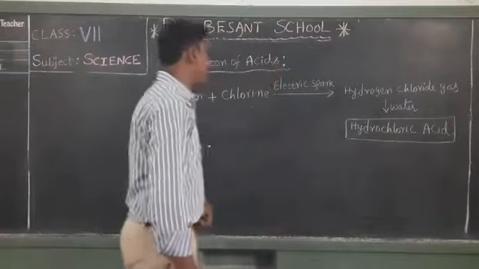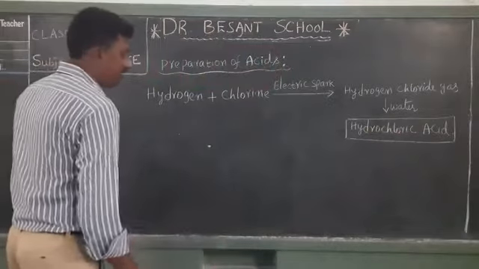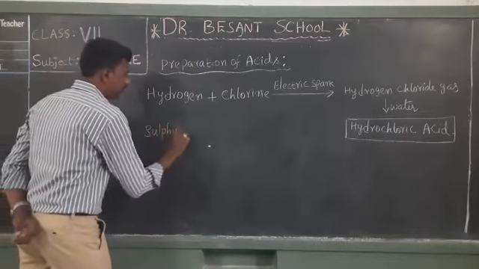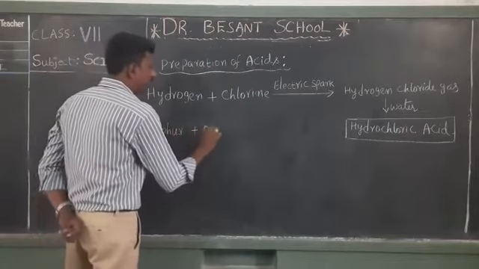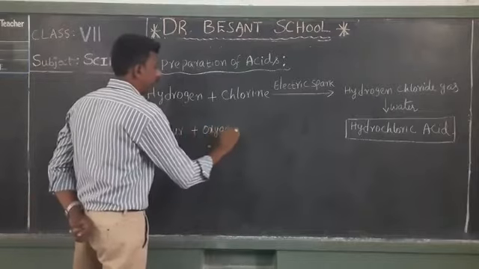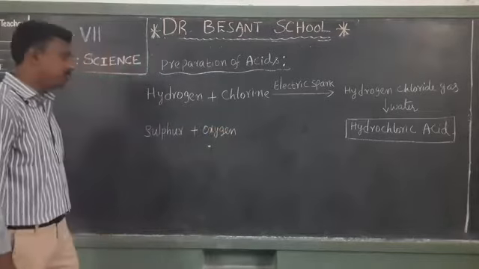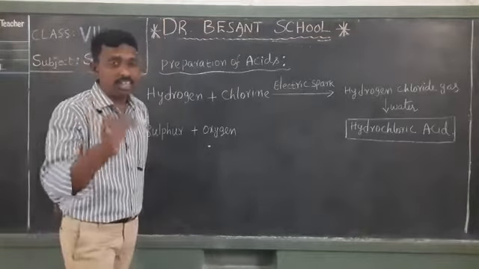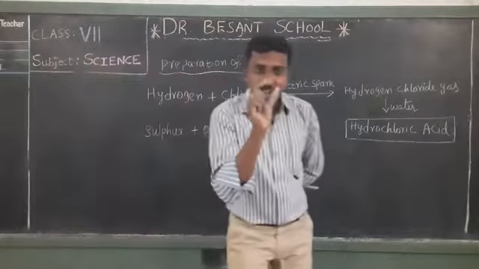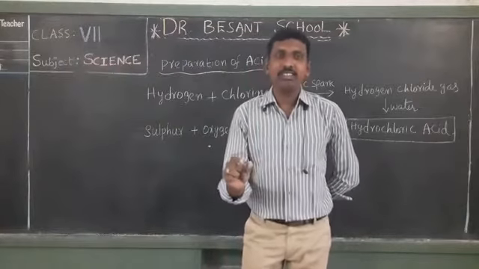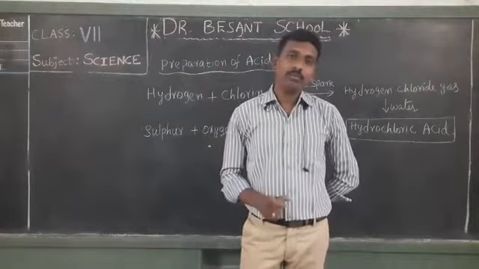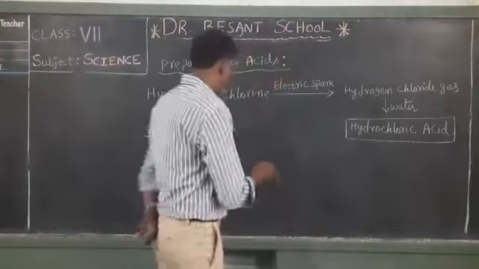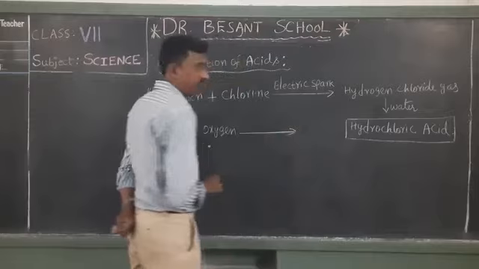Some more examples you can consider. Sulfur reacts with oxygen. Sulfur combines with oxygen. We call this reaction a combustion reaction, that means burning of sulfur in the presence of oxygen. Burning of a substance in the presence of oxygen is called a combustion reaction.